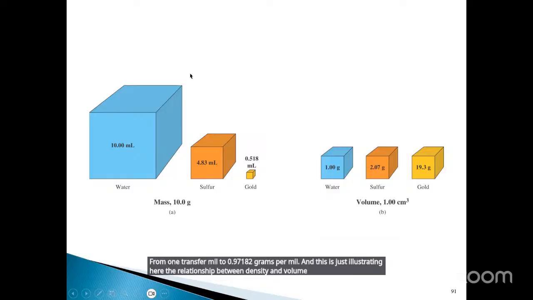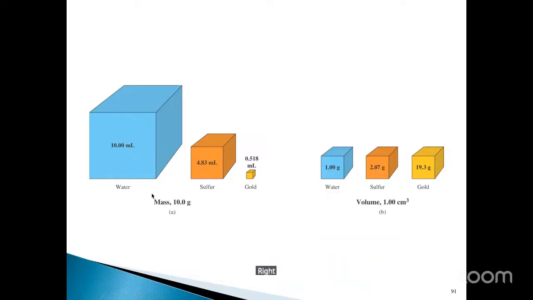And this is just illustrating here the relationship between density and volume. So here we have 3 boxes of the same mass, right? And notice the volume difference: water, 10 mils, sulfur is 4.83 mils, and gold is 0.518 mils. So of these 3, gold would be the most dense of these 3 substances.